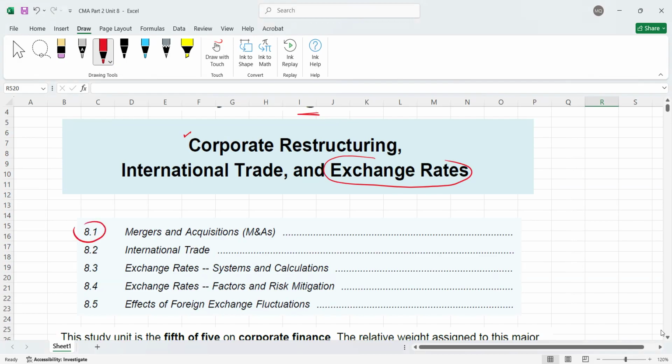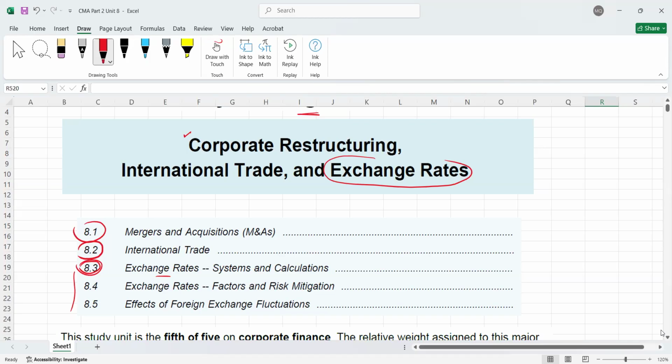8.1 is about merger and acquisition. 8.2 is about international trade. 8.3, 8.4 and 8.5, all these topics are relevant to exchange rates. So we started exchange rates last time, and in the last video we discussed what an exchange rate is, and what the direct quote and indirect quote are.